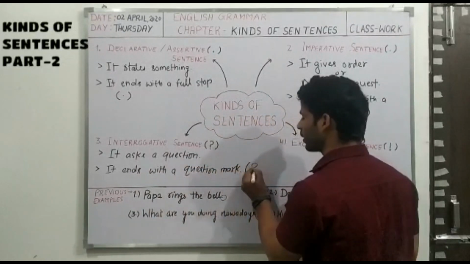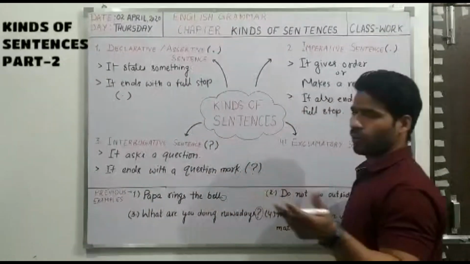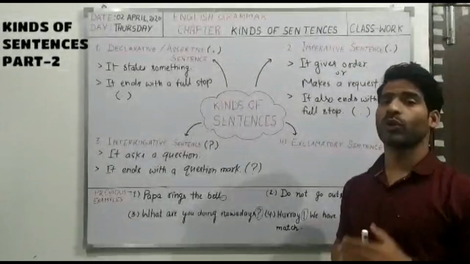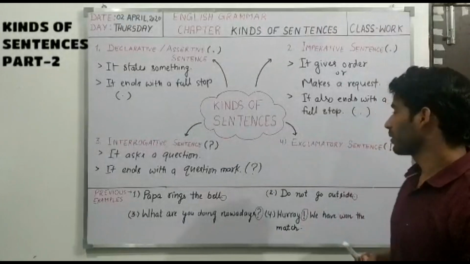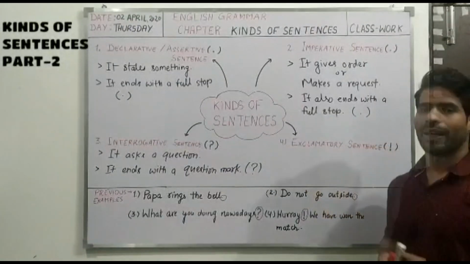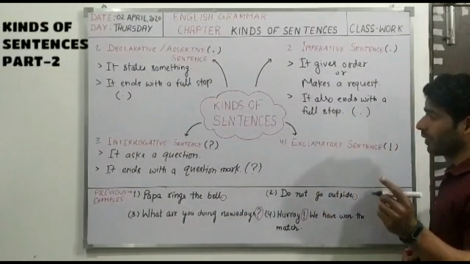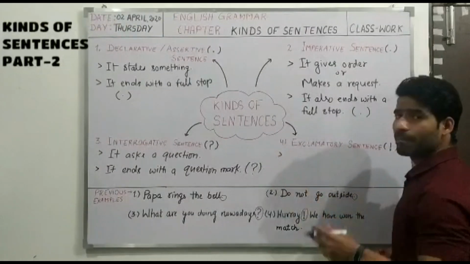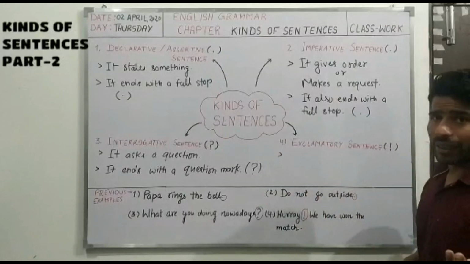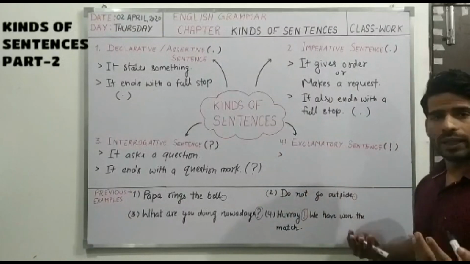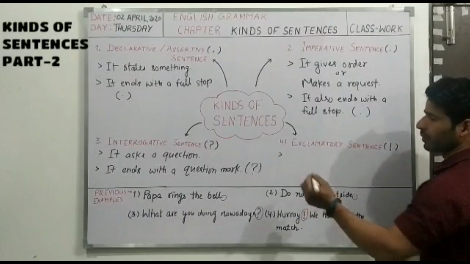And how does a question mark look like? This. Fine. Now let's move on to our last type, that is the exclamatory sentence. When it comes to exclamatory sentences, here we can identify them by this: exclamatory sentences show strong feelings or emotions, right?